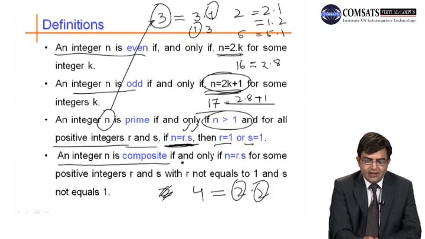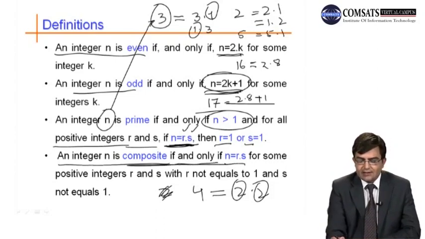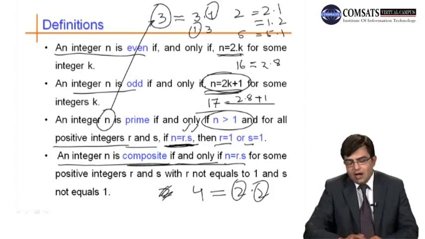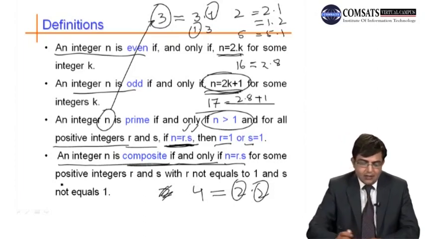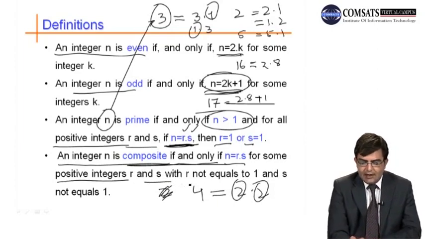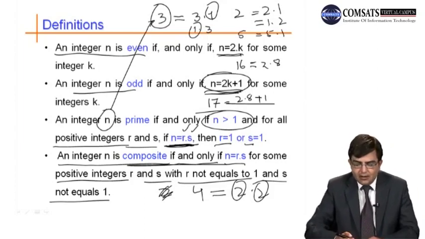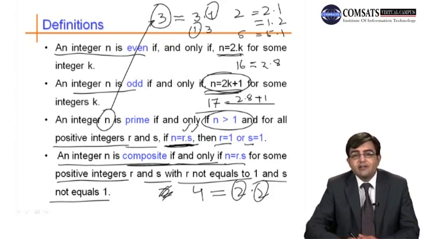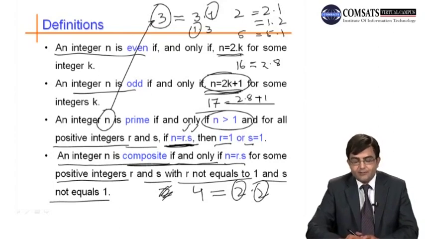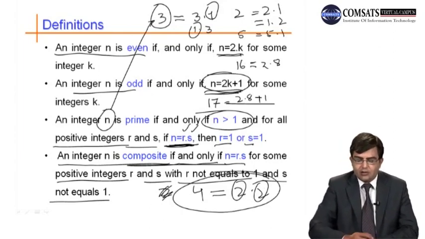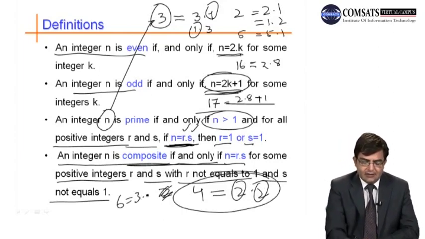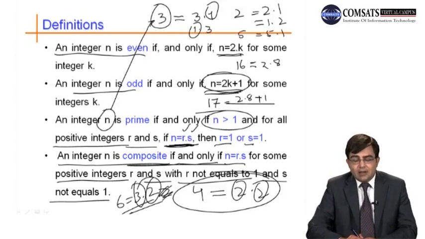So such a number is called a composite number. What is a composite number? An integer n is composite if and only if n can be written in the form r into s for positive integers r and s, with r not equal to 1 and s not equal to 1. So a composite number can be written as a product of two positive integers, none of which is equal to 1. For example, 6 can be written as 3 into 2. Neither 3 nor 2 is 1, so 6 is a composite number.